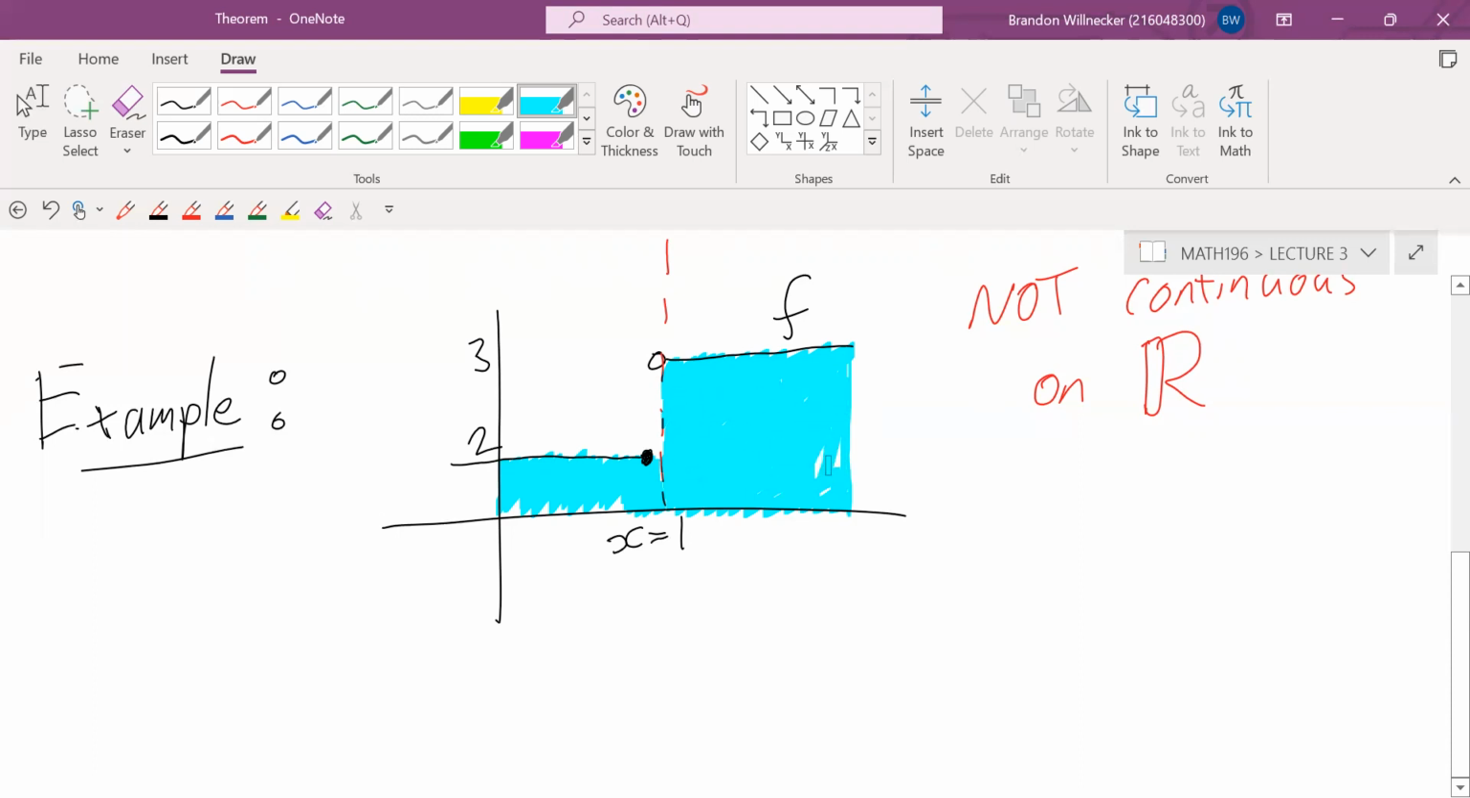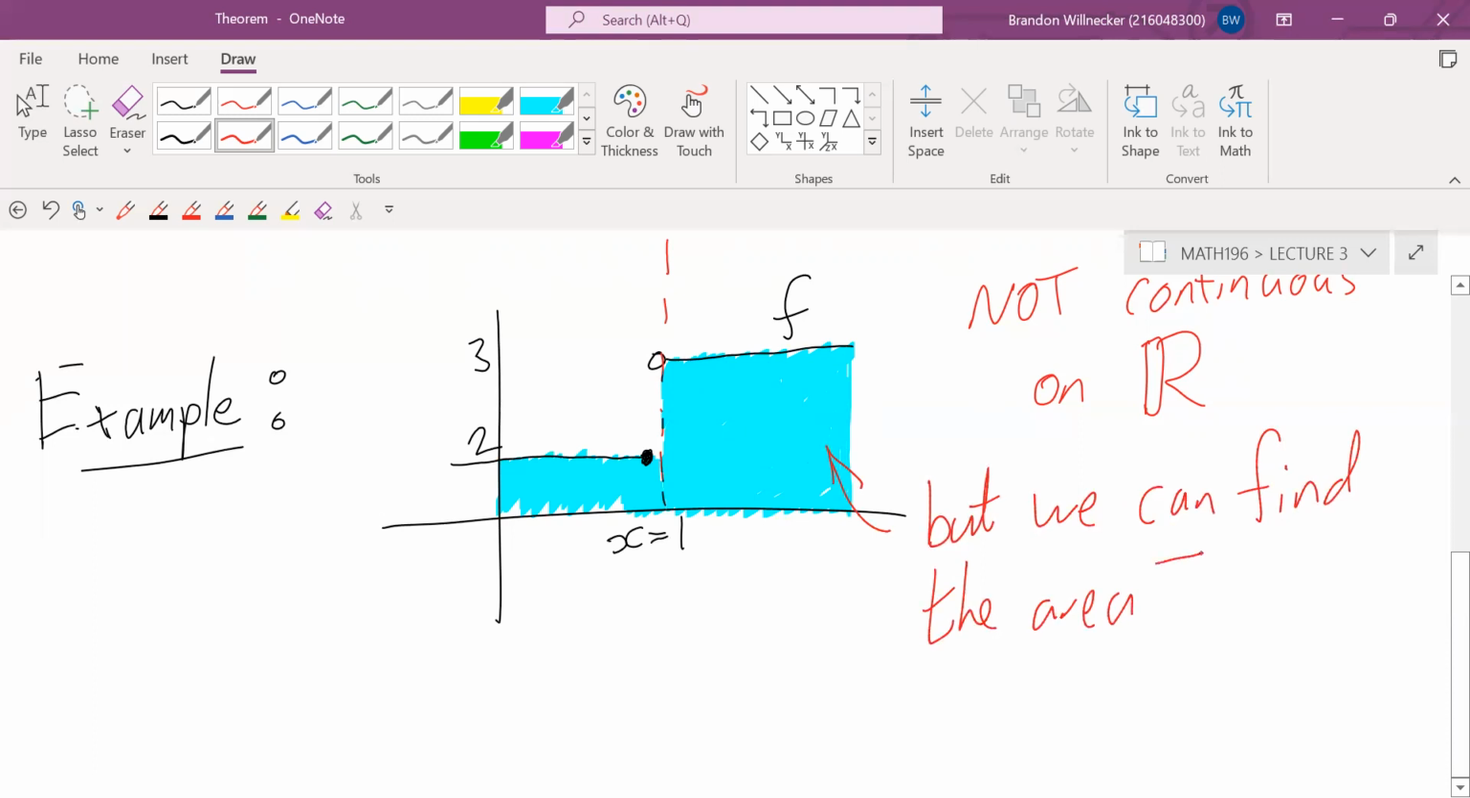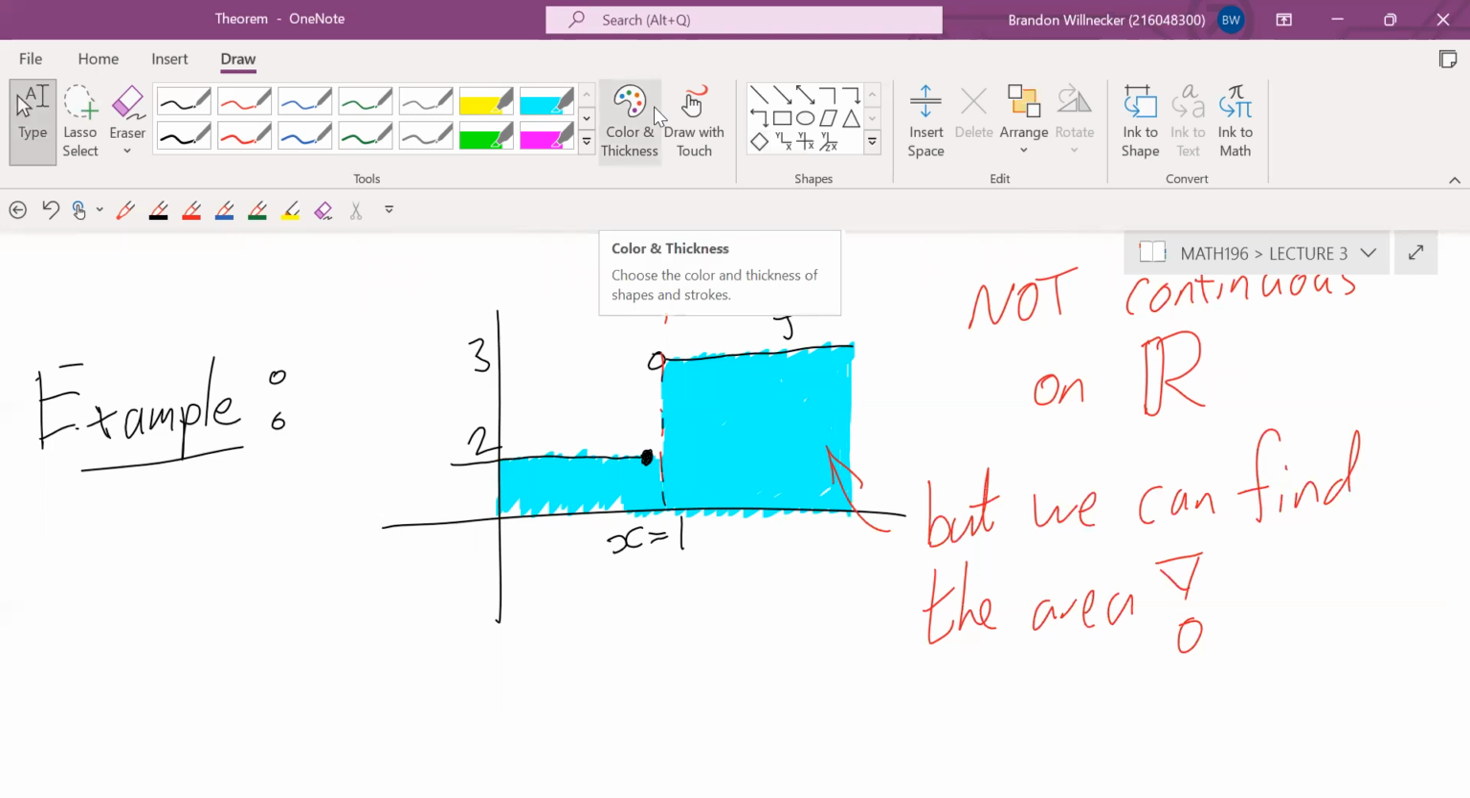Now, this isn't a proof or anything, this is just an illustration of the fact that we can actually find the area. So it is not continuous, but we can find the area. So in this particular example, we can find the area, and we see that this has a finite number of jump discontinuities. In this case, there's just one.